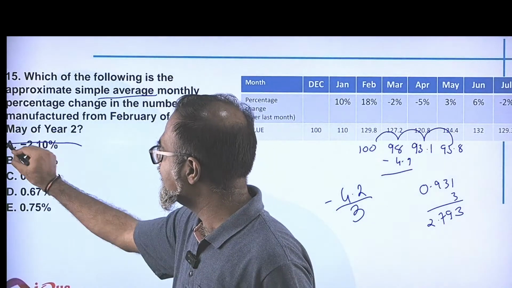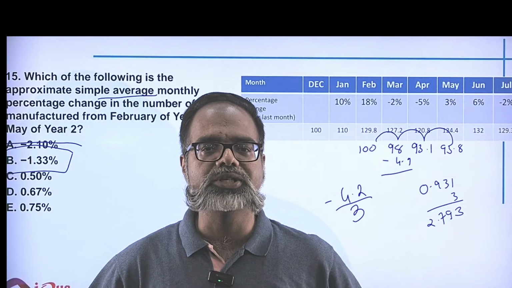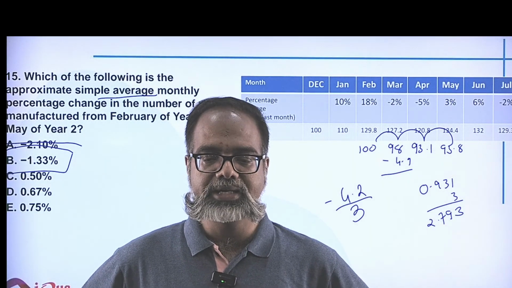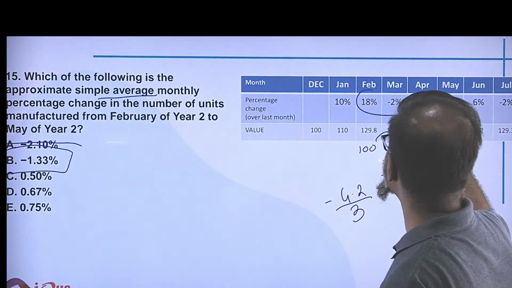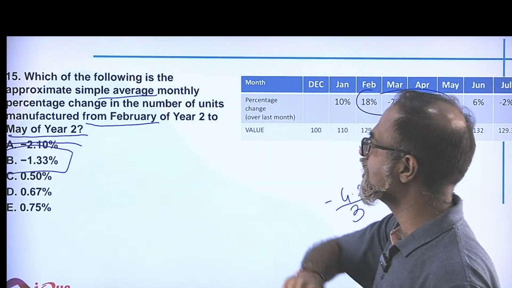Negative number, definitely not A. So minus 1.33 has to be the answer. Approximation, right? Works that way. My answer minus 1.33, easy one to solve. But the funda is, don't be confused by these numbers. It simply asks from Feb to May, what was the change?